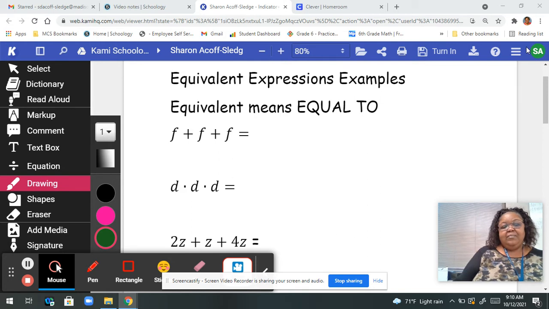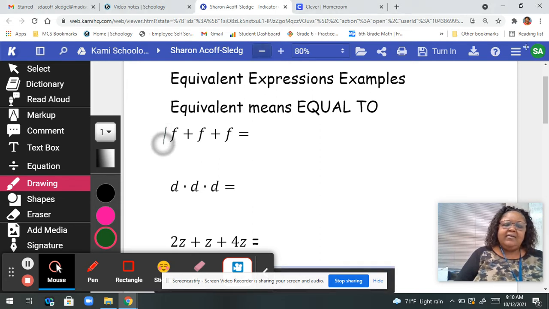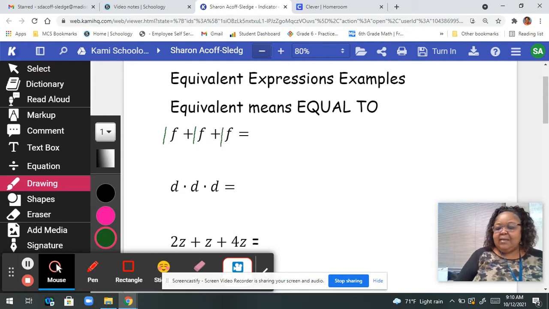Now, I want you to think for a minute. If you do not see a coefficient in front of a variable, what is that coefficient? Give you 2 seconds. Yeah, it's 1. So as I told you before, go ahead and put that 1 there so that you'll remember it. Now, by the time you get in ninth grade, you're going to stop doing that. So we have 1f plus 1f plus 1f. So how many f's is that? Correct. It's 3f. So this expression is also 3 times f.